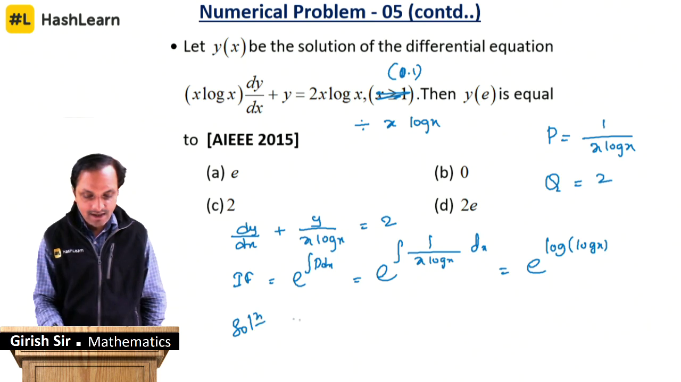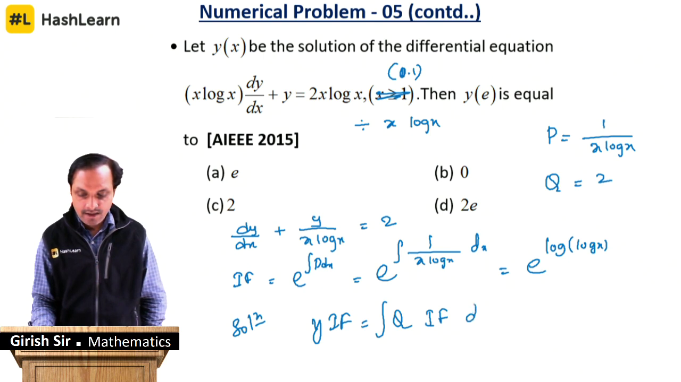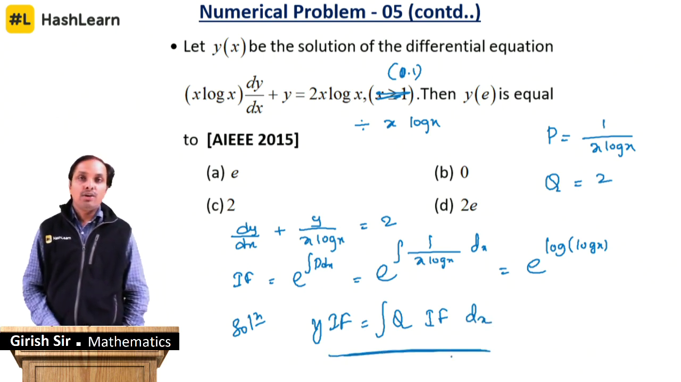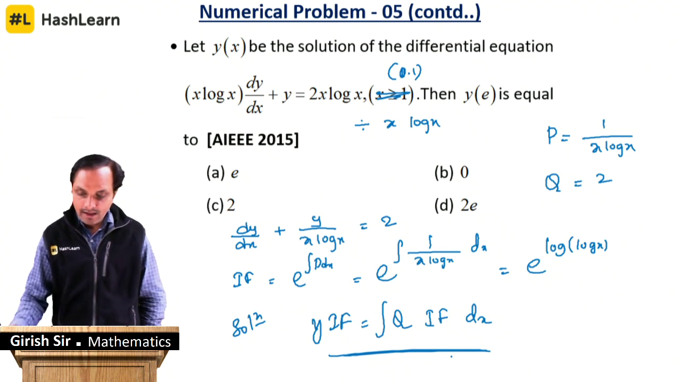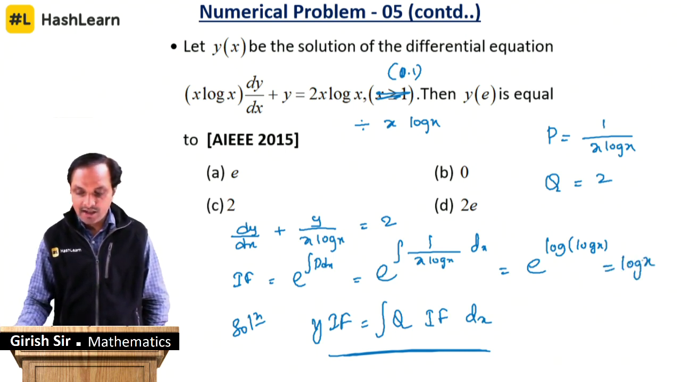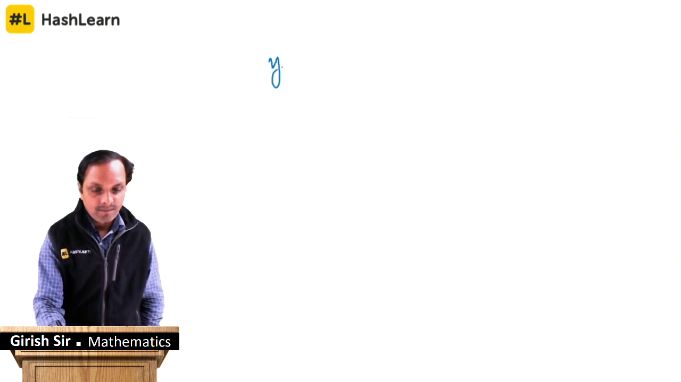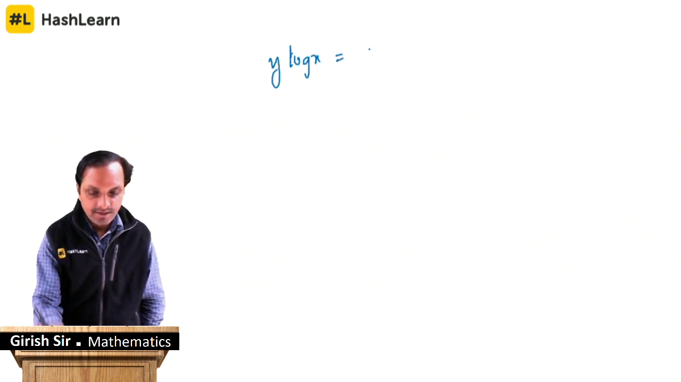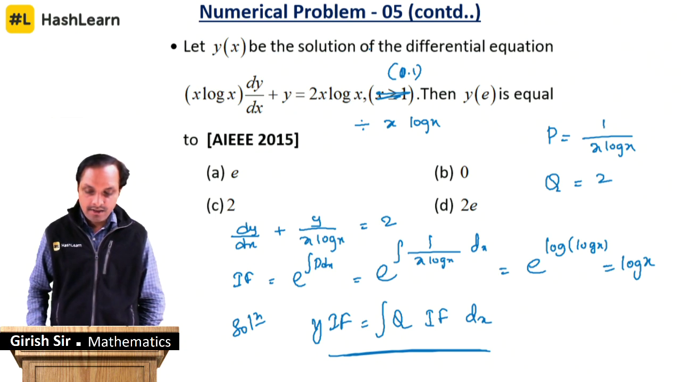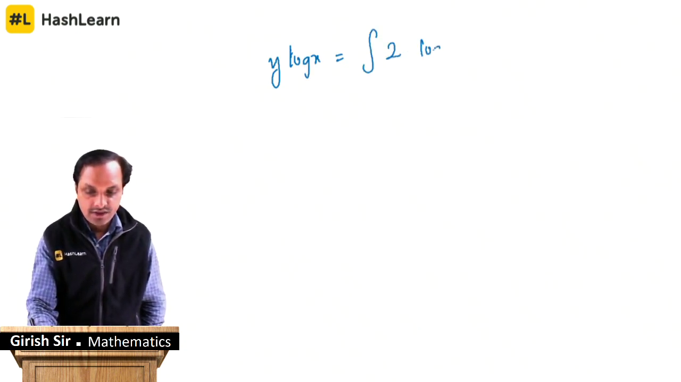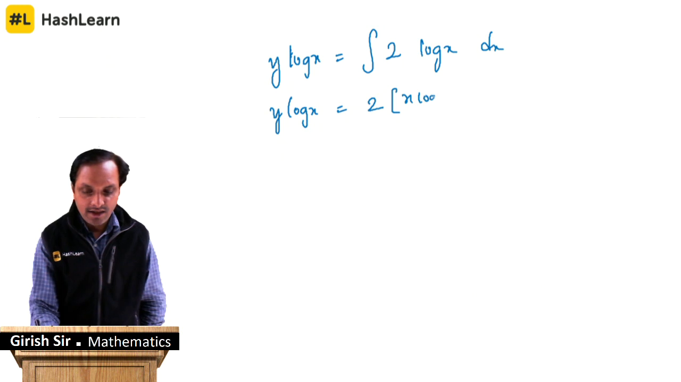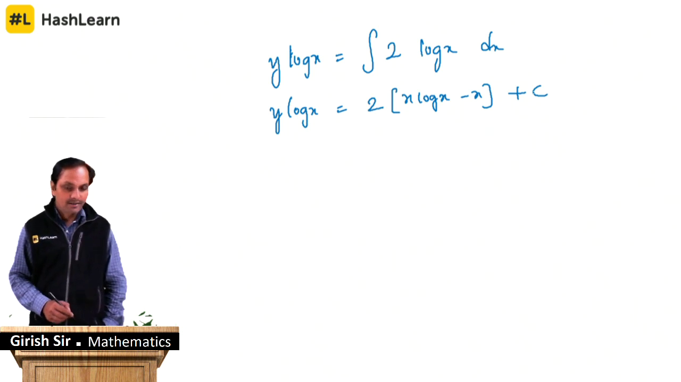And what is our solution? y into integrating factor is equal to integration of q into integrating factor into dx. This is our solution. So we will substitute. This becomes e to the power log of log x, which is just log x. So y into log x is equal to integration of q, which is just 2 dx, and y into log x as it is, keep it. You know, integration of log x is x log x minus x plus constant, x log x minus x.